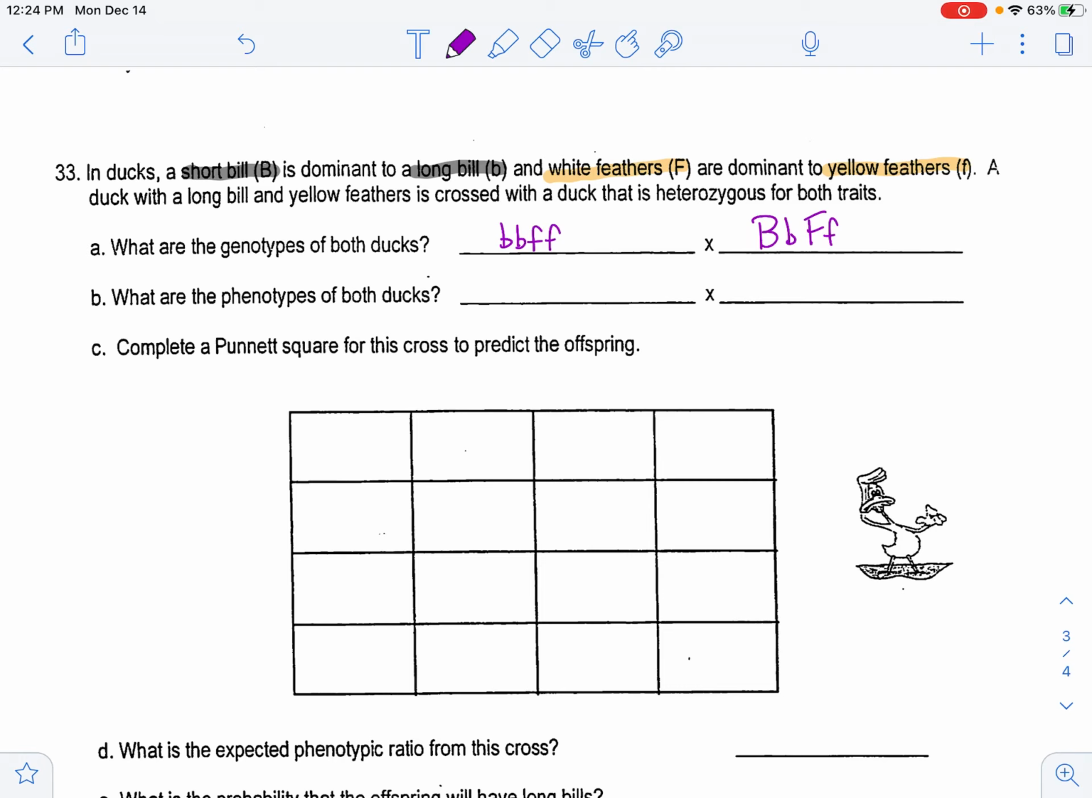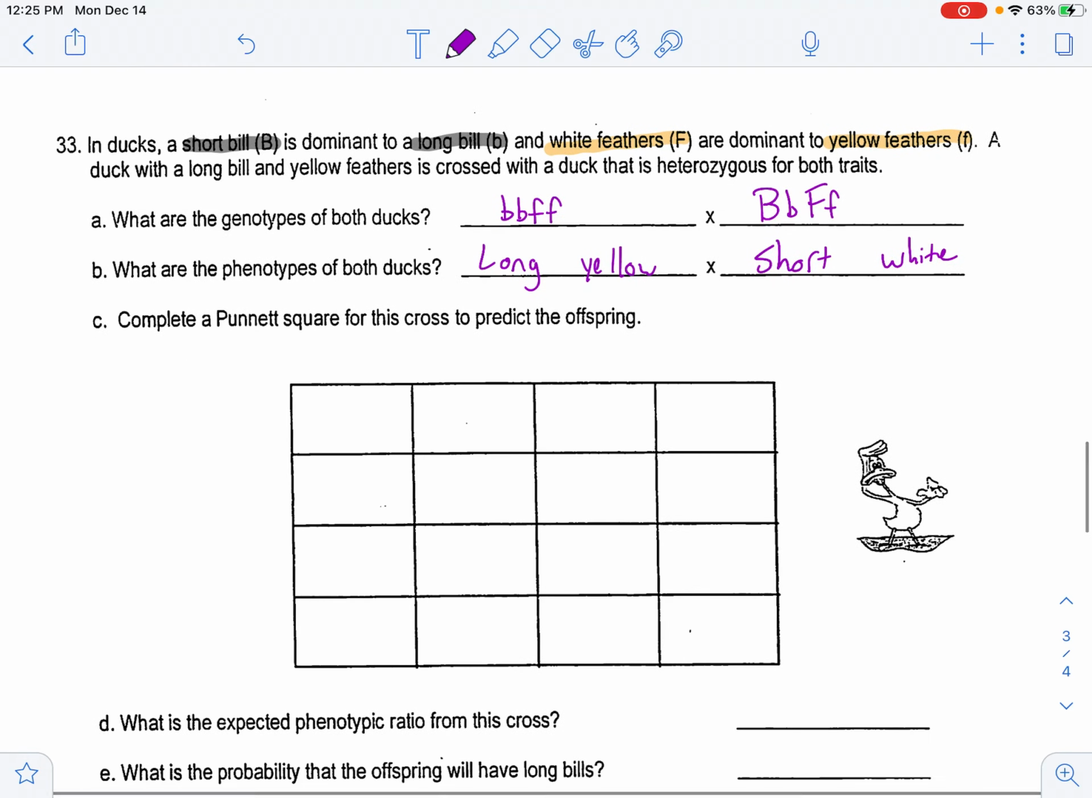Well, we know that one is long bill, yellow feathers. That's the all recessive one. The double heterozygote is going to show both dominant traits. So it's going to be short and white. Okay, completing the Punnett square. For your homozygous recessive in both cases, each gamete that's produced is going to be little b, little f.